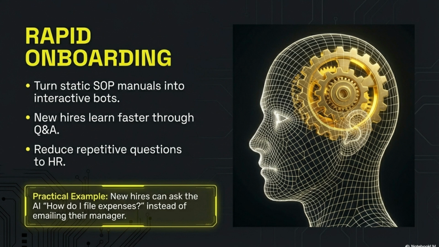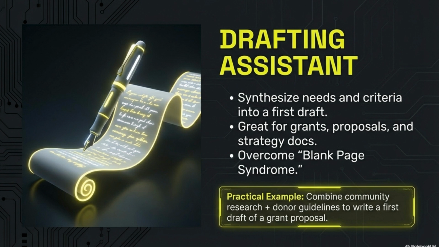Achieve rapid onboarding by turning static SOP manuals into interactive bots. New hires learn faster through Q&A, which reduces repetitive questions for HR. Use the drafting assistant to synthesize needs and criteria into a first draft. This is great for grants, proposals, and strategy docs, helping you overcome blank page syndrome.